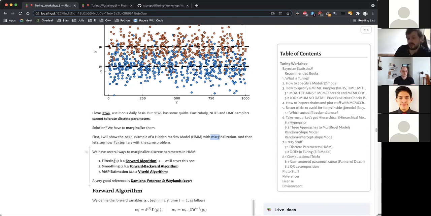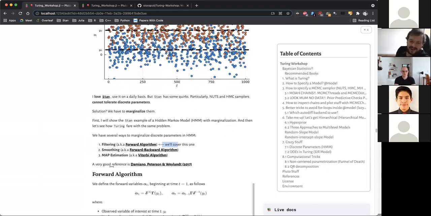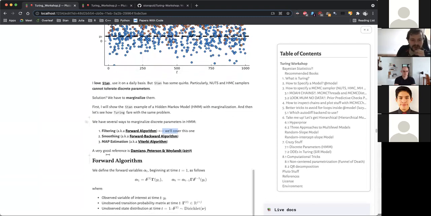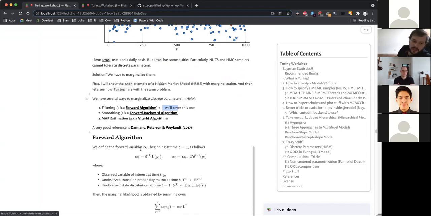There is the filtering, also called the forward algorithm. There's the smoothing, also called the forward-backward algorithm. And there is the maximum a posteriori estimation, the MAP, also called the Viterbi algorithm. I will cover the forward algorithm because it's easier and we don't have time to cover all of them. And also because I haven't studied the others. So I'm not an expert in hidden Markov models, but this is a very good reference. If you want to dive deeper into hidden Markov models, go to this reference.